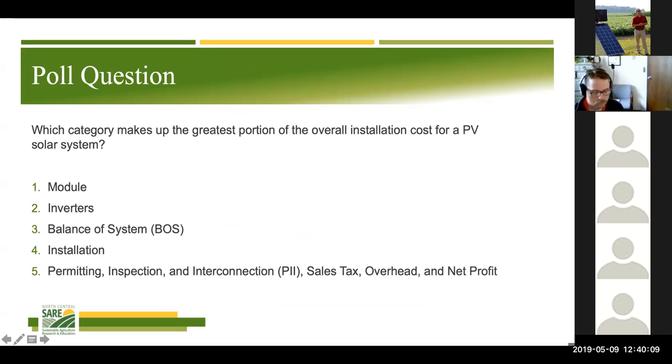So a real quick poll question before we dive into this. I'm going to open the poll, and I want to see what your initial thoughts are on what category makes up the greatest portion of the overall installation cost. Think back to the 2018 cost: it's $1.83 per DC watt to install these systems. What makes up the greatest portion of that? Is it the modules, the inverters, balance of systems, which would include all of your racking and electrical components, the permitting, interconnection, or overhead? We'll give just a few minutes for some of those results to roll in.